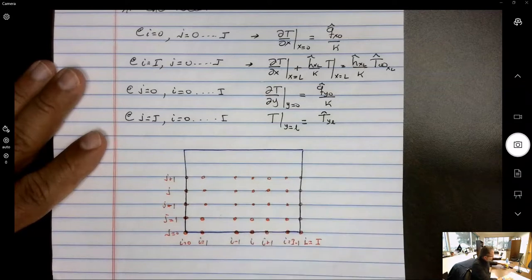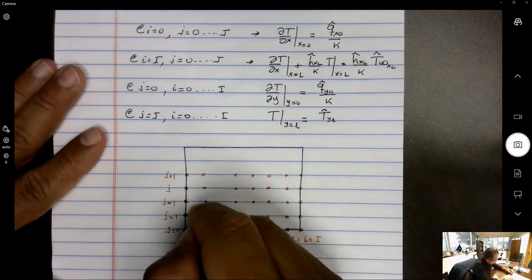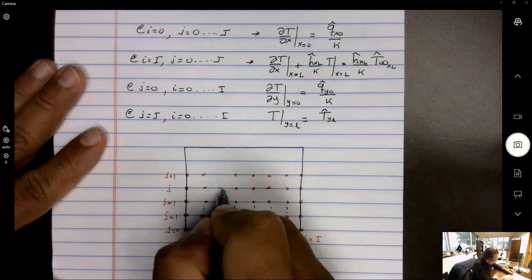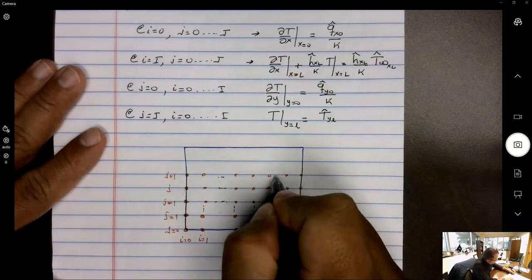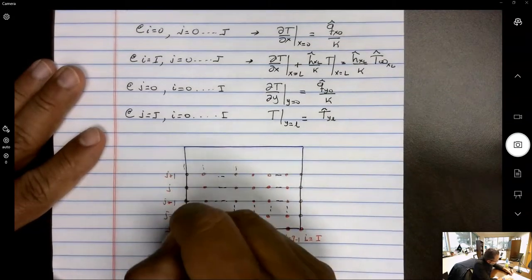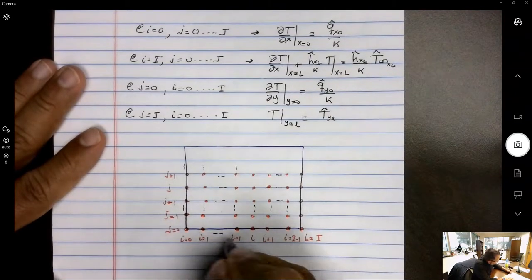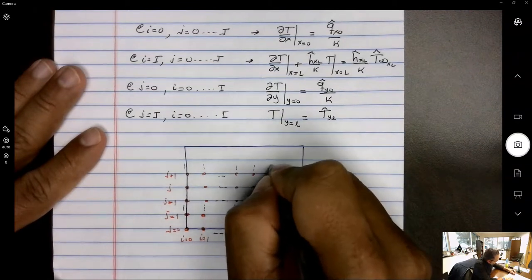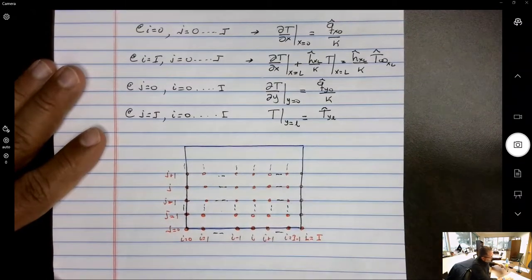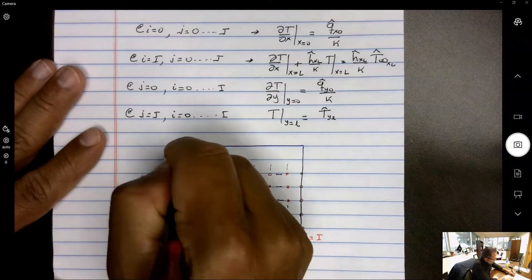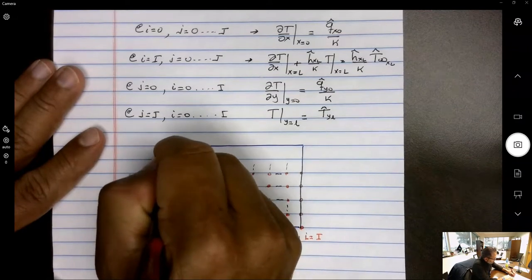And this is under the assumption that there will be some nodes in between here, some nodes in between here, some nodes in between here, and some nodes in between here, here and here. So this will be j equal j minus 1 and j equal big J.